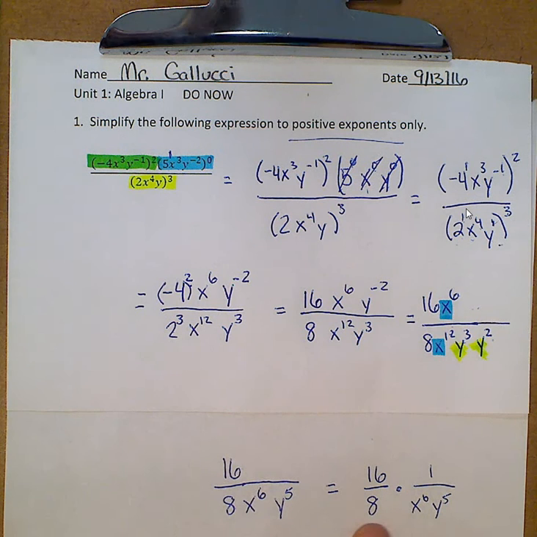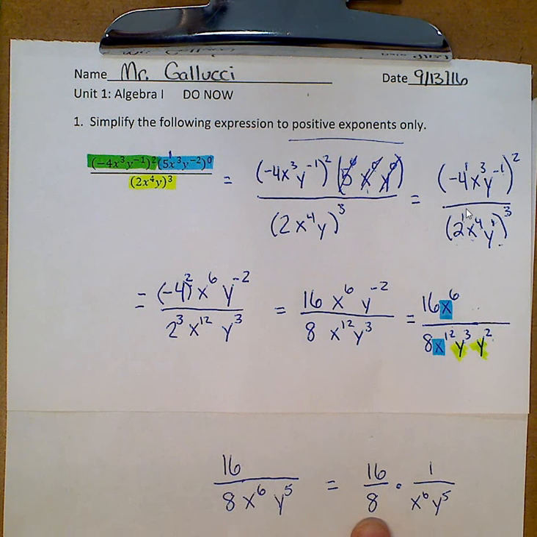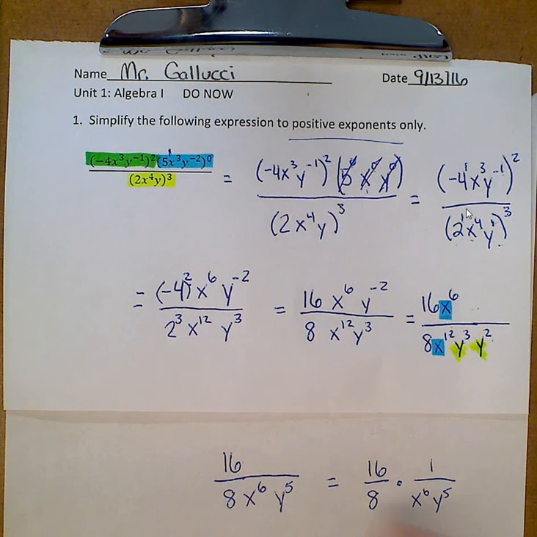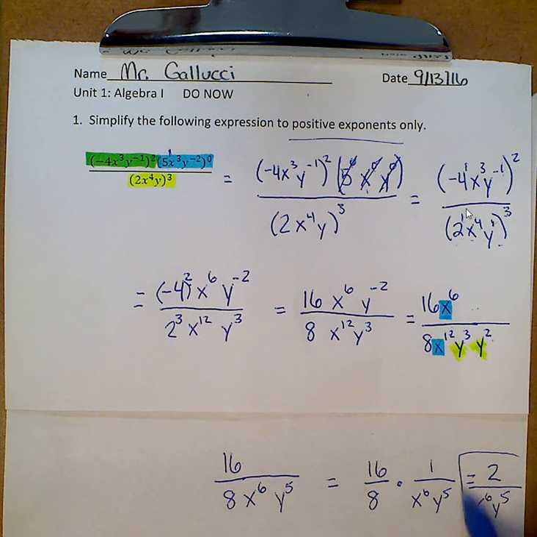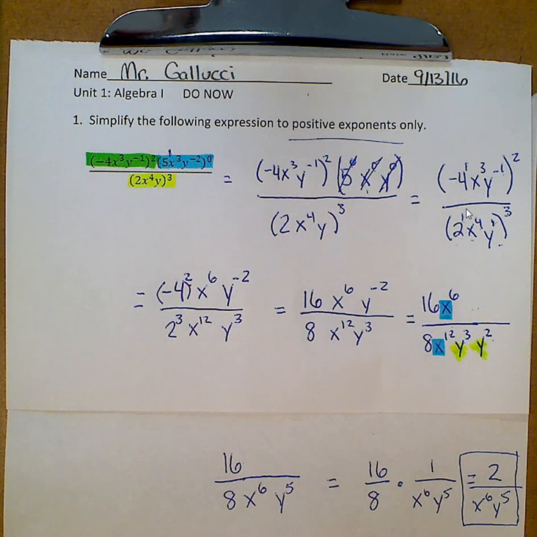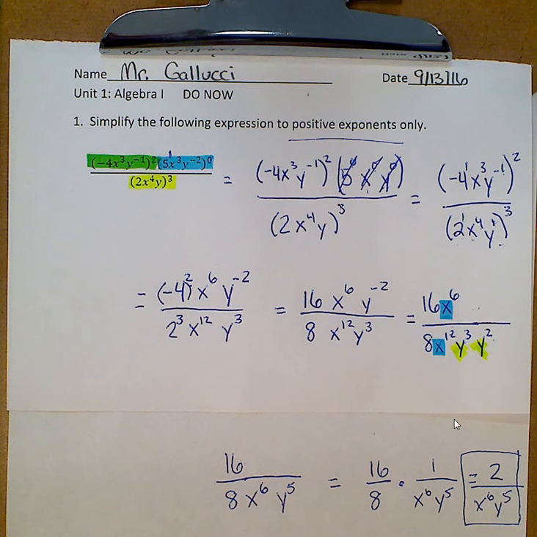And now this is something that you've done in many early grades. 16 divided by 8 is 2. 2 times 1 is 2. Over, bringing these terms down, gives us the final answer. 2 over x to the 6th, y to the 5th as our final answer.